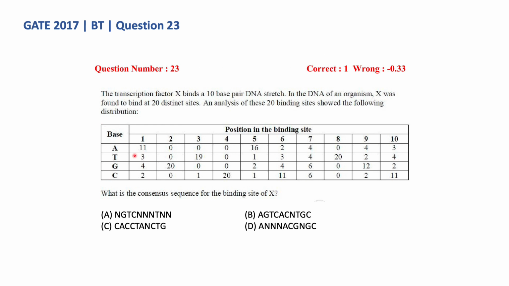So they've given a table for each base like A, T, G and C, and a score for each of these bases across 10 different positions in the binding site. So what is the consensus sequence for the binding site of X? So the options are 4 different nucleotide sequences, and N here means that at that particular position it could be any of the following or any of these 4 bases.